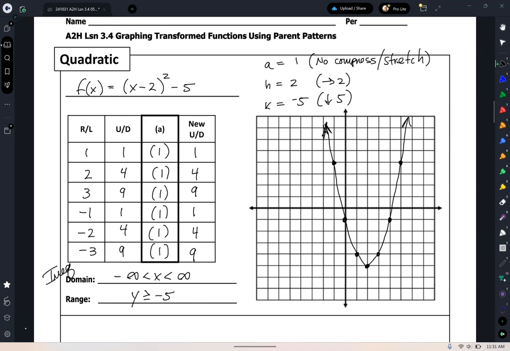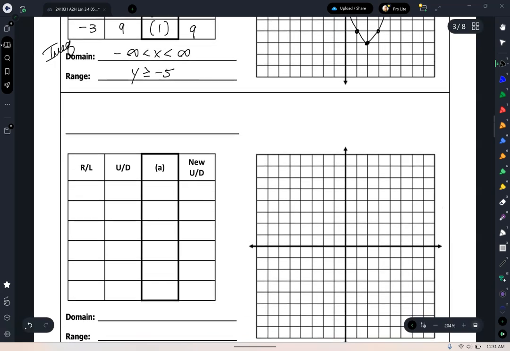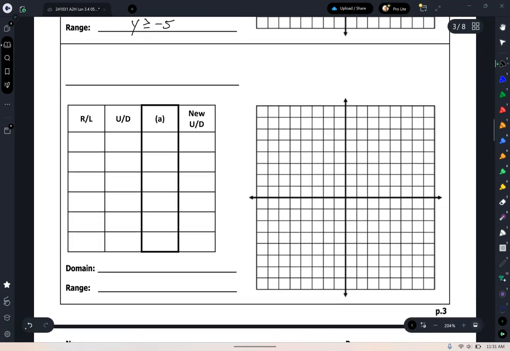Okay, that wasn't too bad, right? Okay, parent pattern, 1, 1, 2, 4, 3, 9. So absolute value was 1, 1, 2, 2, 3, 3 on both sides. This one is 1, 1, 2, 4, 3, 9 on both sides. Okay, that's fairly easy to remember. All right. Okay, let's do this one.